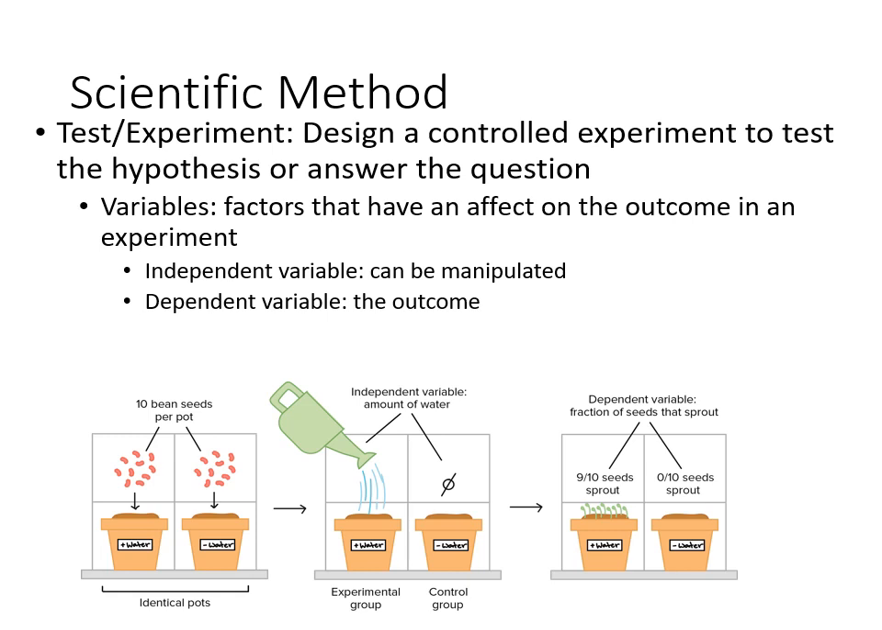And the dependent variable is going to be what we measure, what the outcome is. So in our example down here, we have two seeds, two pots, which we're going to plant. One we're going to water and one we're not going to water. And our question is, does watering help plants grow?